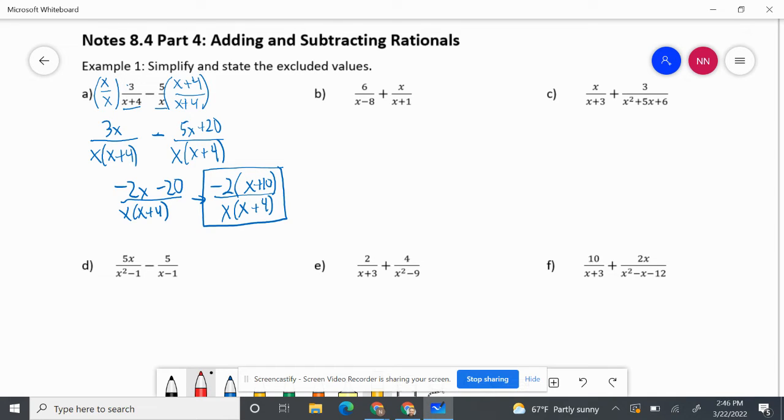Now, our excluded values are what gives us 0 in the denominator. So x cannot equal, for the first one, it's a monomial, so it would be 0. For the second one, it would be negative 4.